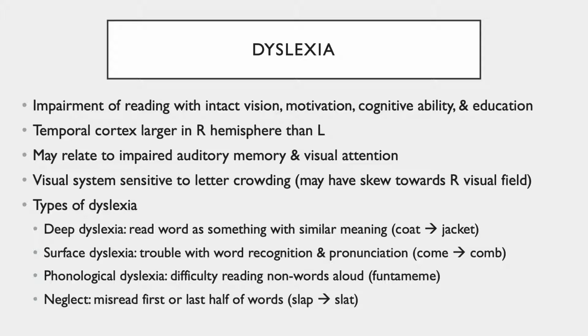The neglect form of dyslexia is when an individual might misread the first or the last half of a word. So when they see SL, they might see slat rather than slap. There are many types of dyslexia, and they all impact individuals differently.